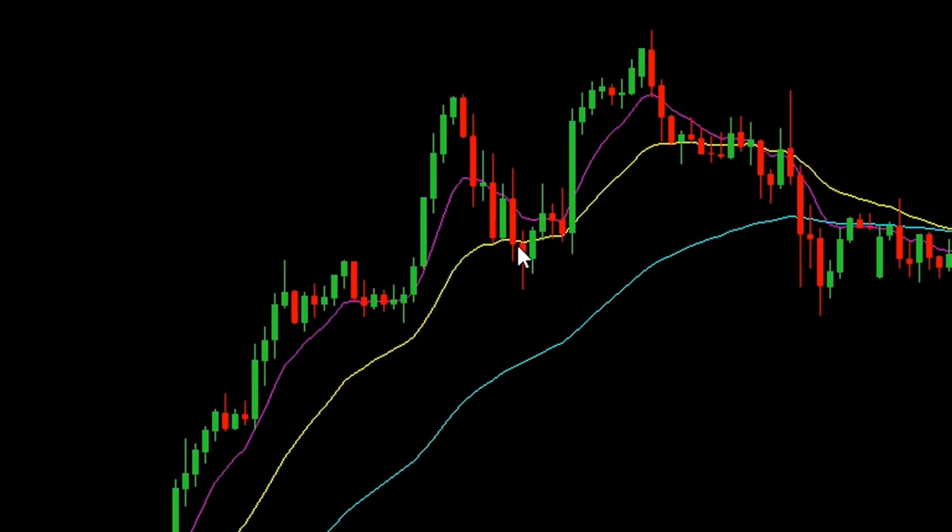So we can enter potentially on a touch and pullback. We can exit on a break and close above or below, say, a medium or indeed even a slow moving average. And obviously there's lots of different permutations that you can use, lots of different strategies that you can apply, but with all strategy development, I suggest you backtest this vigorously over all the past data to see if indeed your strategy has an edge. So that basically is stop levels through a moving average.